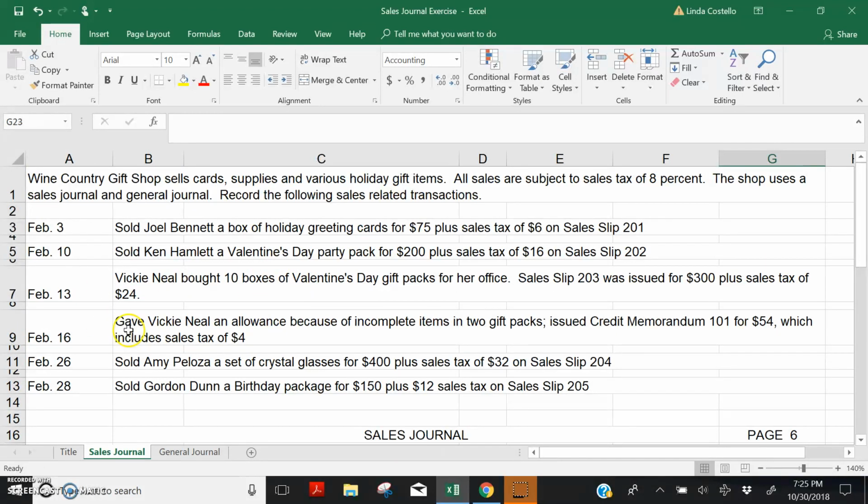Let's look carefully at the next transaction. On February 16th, we gave Vicki Neal an allowance because of incomplete items in 2 gift packs that she purchased from us on February 13th. In other words, the merchandise we sold her was faulty, and we agreed to reduce the price we charged her by $54, which includes a reduction in sales tax of $4. To record this transaction, we will need to debit sales returns and allowances for $50, sales tax payable for $4, and credit accounts receivable for $54.